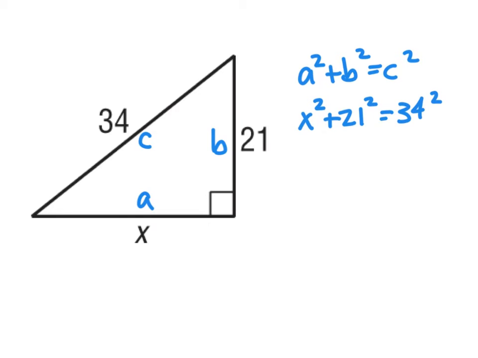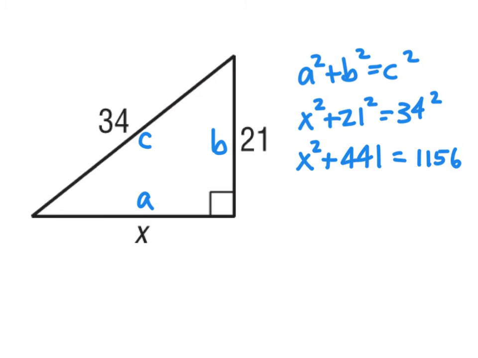Okay, and our objective here is to solve for x. So I get that x squared plus 21 squared is 441, and that's equal to 34 squared, which is 1,156. Okay, now to solve for x squared here, this is a little tricky, but I need to get x by itself. So I'm going to move this number 441 to the other side.